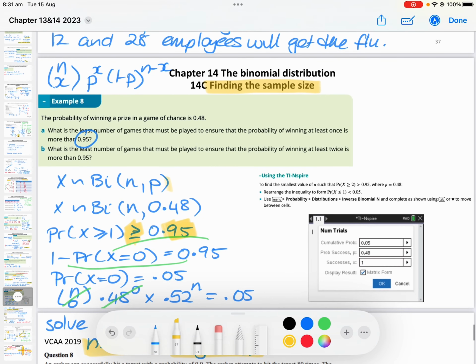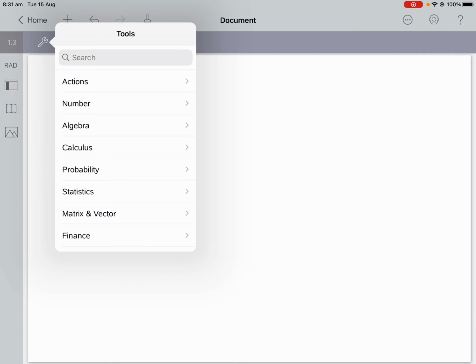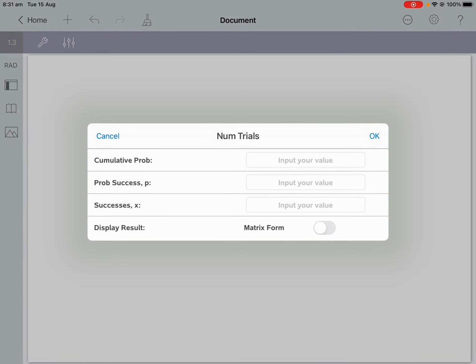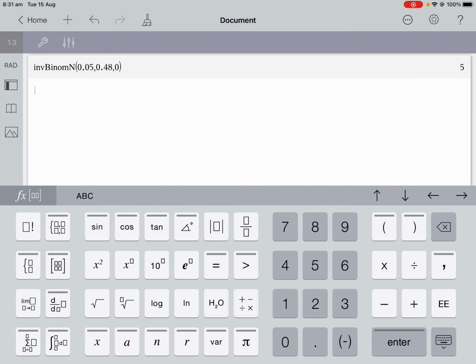There's another way to do it, and that's on your calculator. I believe it's menu 5 5 D, but watch the next little bit and just check that that's what we want. So I'm going to get my calculator out: menu, probability, distributions, and then the one I want to go down to is inverse binomial. So the cumulative probability, that's the 0.05, the probability of success, 0.48, successes, we look at that 0 when we went 1 minus the probability of x equals 0, and we enter that in, okay, and the answer is 5 games.